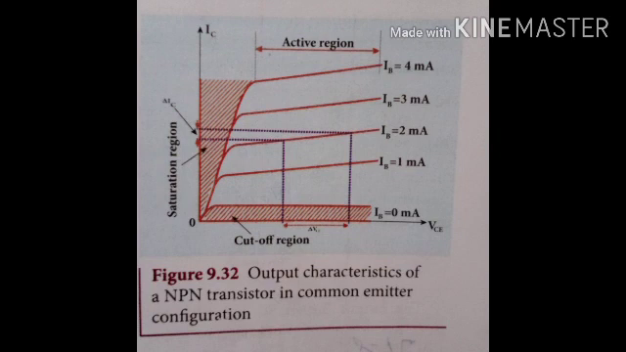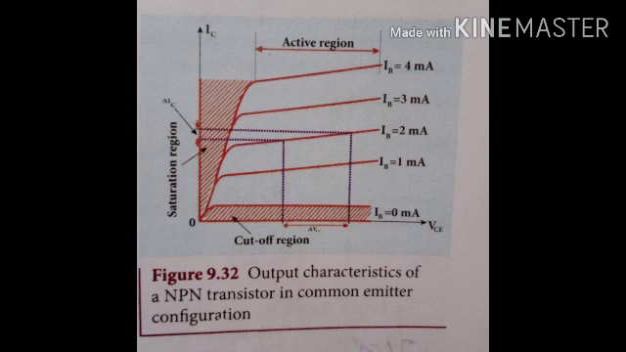Next we come to the cutoff region. In the cutoff region, a small collector current IC exists even after the base current reduces to 0, because of the presence of minority charge carriers across the collector base junction and the surface leakage current. This region is called the cutoff region because in this region the collector current is mainly cut off, that means 0.